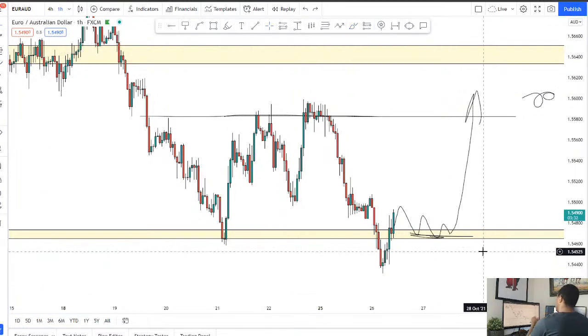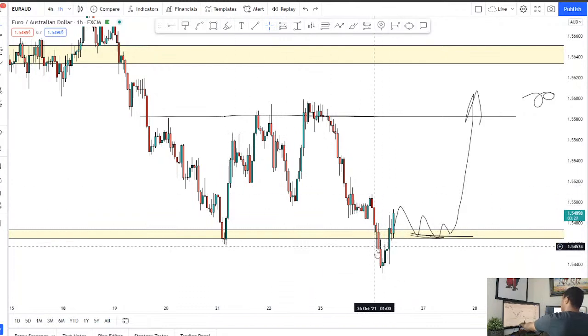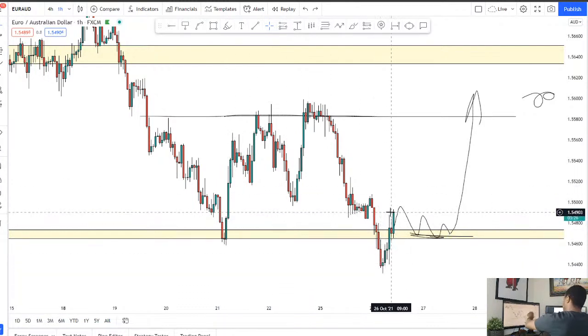Yeah, but Euro AUD, hold that support. It rejected quite nicely yesterday. It broke through kind of overnight, snapping back up into the London session. So yeah, if we can confirm that as support, could be some nice longs there.